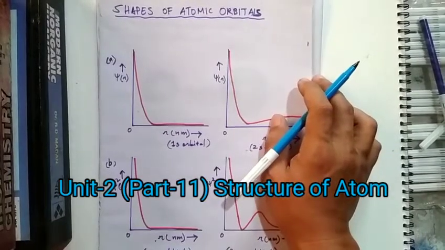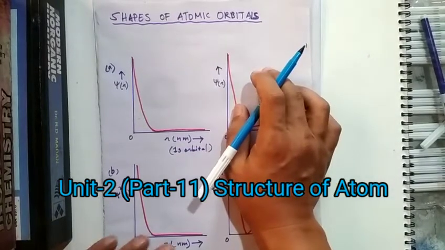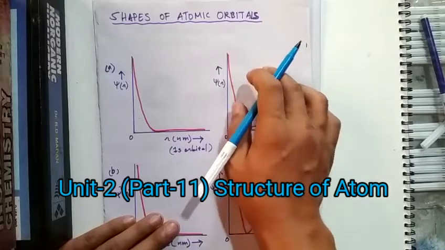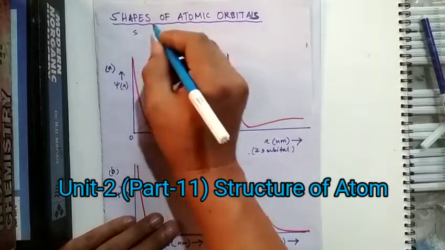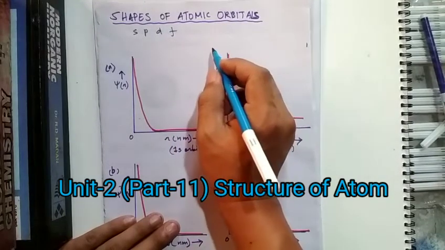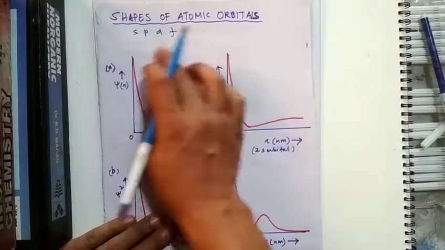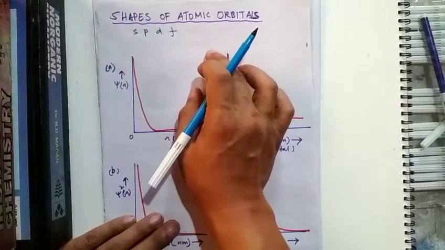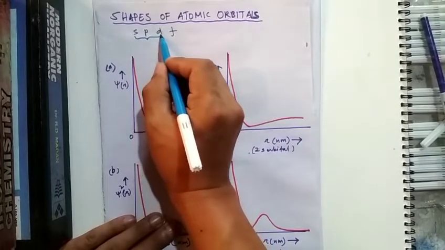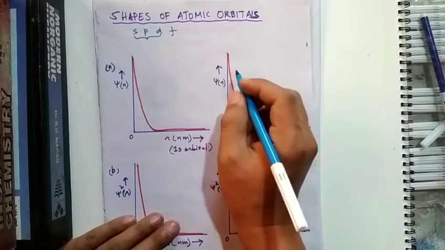Okay, today the discussion will be on shapes of atomic orbitals. We all know what atomic orbitals are; we have discussed them in our previous class also. S, P, D, F, these are the atomic orbitals. For today, we are going to discuss these three orbitals, S, P, D, the shape of SPD orbitals.